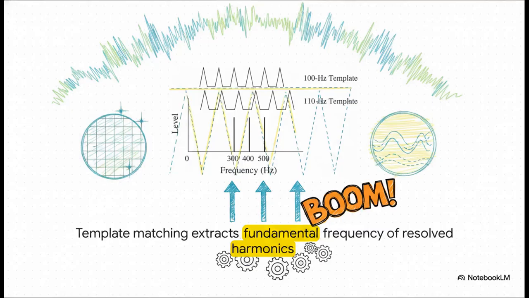For instance, imagine incoming harmonics at 300, 400, and 500 Hz. They slot perfectly into a 100 Hz template. So even though the 100 Hz and 200 Hz tones are completely missing from the actual sound hitting your ear, the spacing of those higher harmonics matches the 100 Hz stencil the best. Your brain finds that best fit, and boom, you instantly hear a 100 Hz pitch.